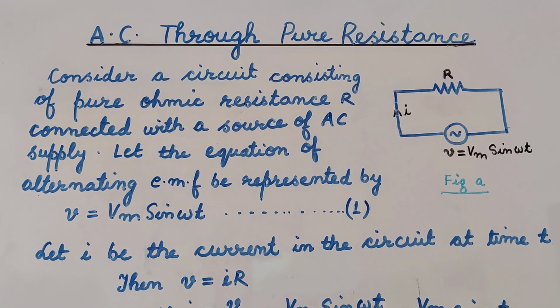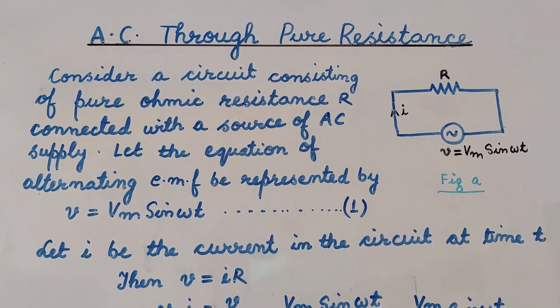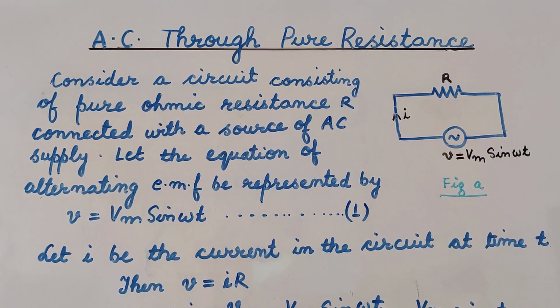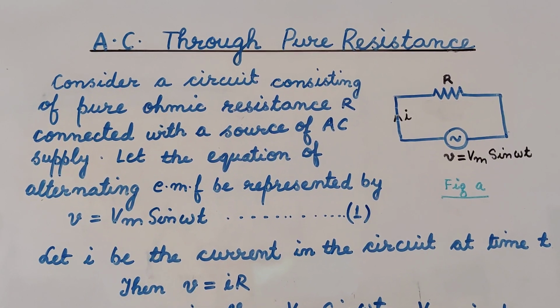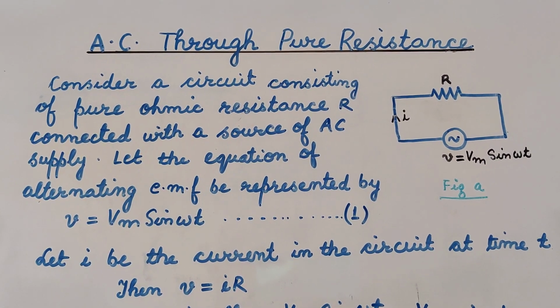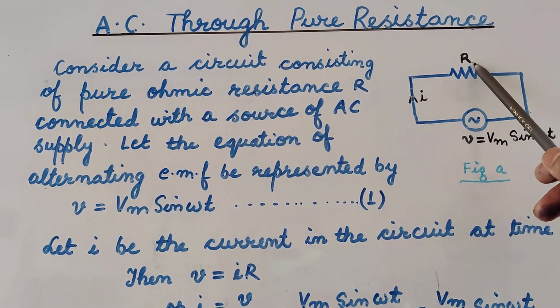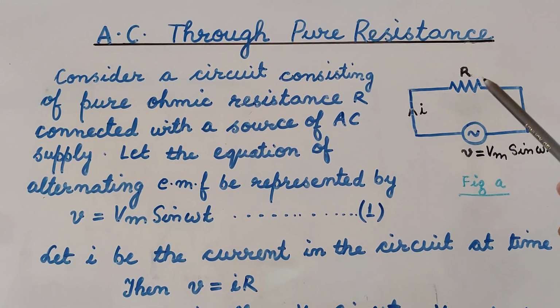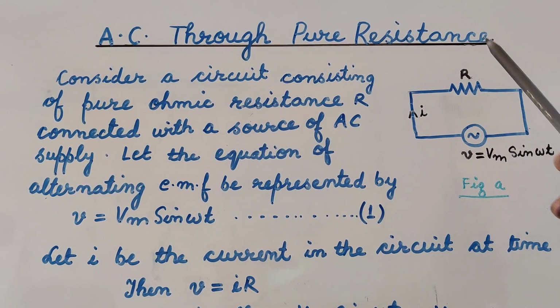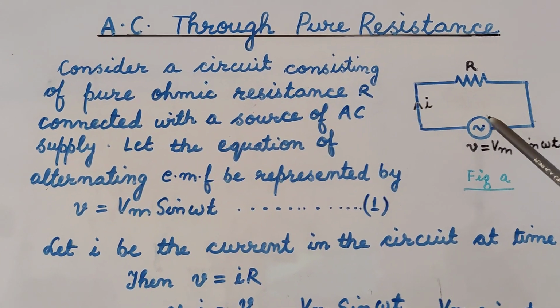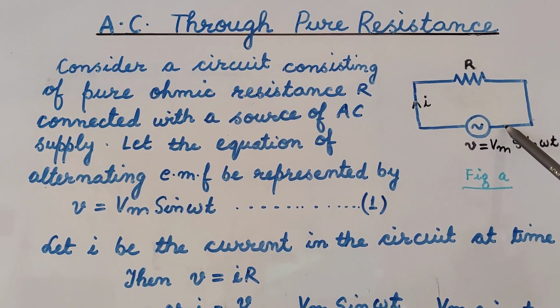Hello everyone. In today's lecture we will discuss the topic AC through pure resistance. For this, let us consider a circuit consisting of pure resistance having a resistance of capital R, and this pure resistance is connected with a source of AC supply.